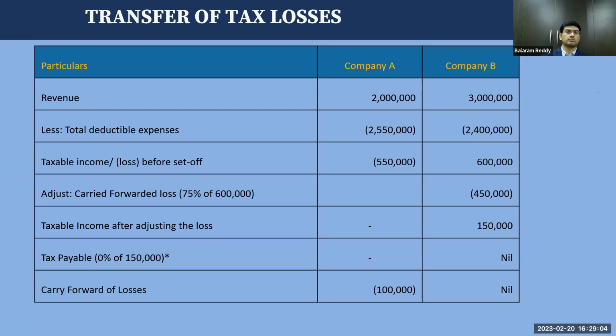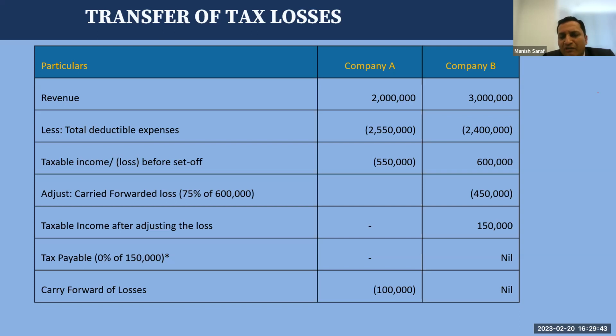So here are company A and B. The revenue is 2 million and 3 million. Company A gets a loss of 550,000. Now this 550,000 can be transferred to company B, which forms a 75% group. Company B has a taxable income of 600,000. So for 600,000, the 75% limit applied is 450,000. So up to 450,000 of company A's loss can be claimed by company B. So the profit remaining in company B is 150,000.